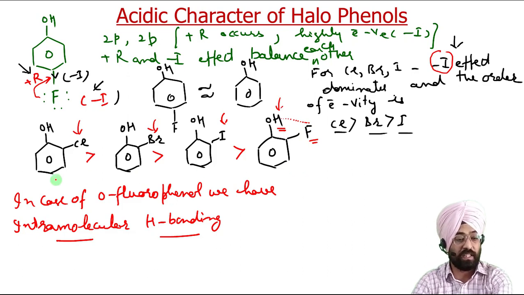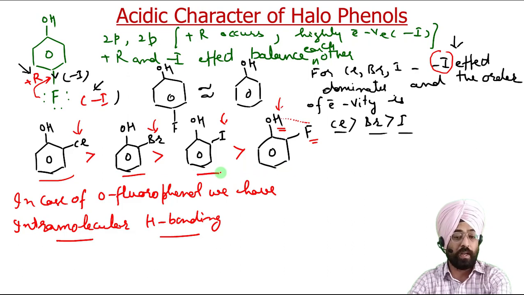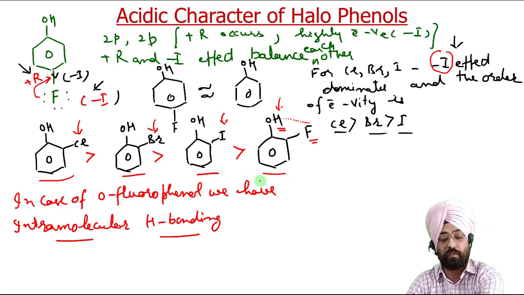So the order of acidity is orthochlorophenol is more acidic than orthobromo, then orthoiodo, then orthofluorophenol. So that is how we can explain the acidic strength of various halophenols.